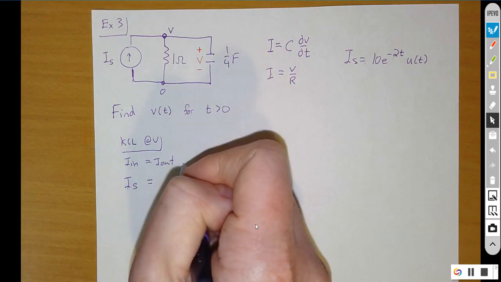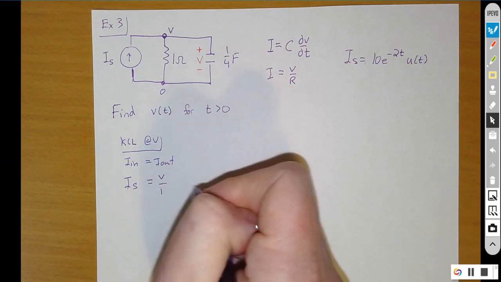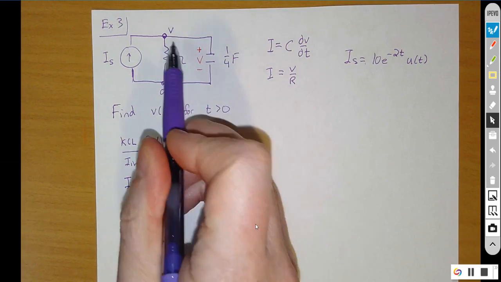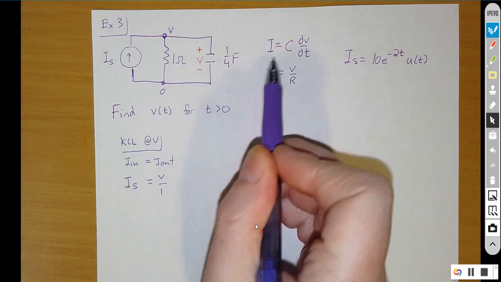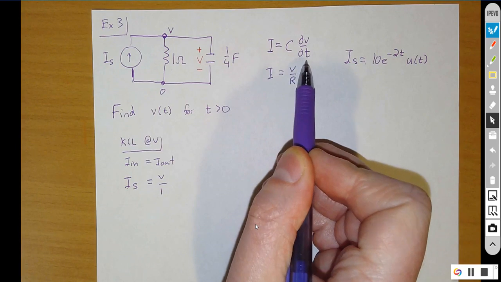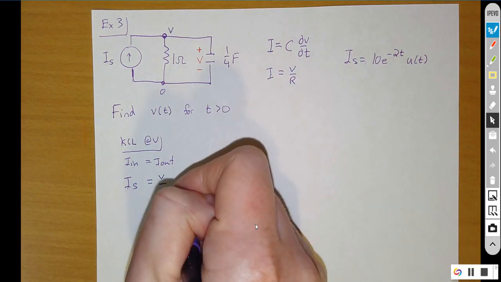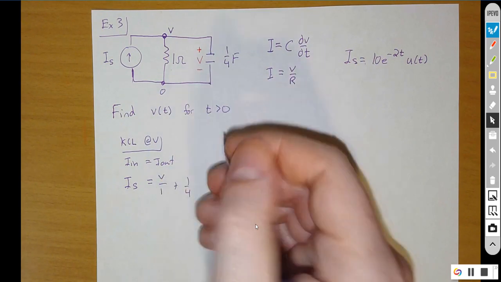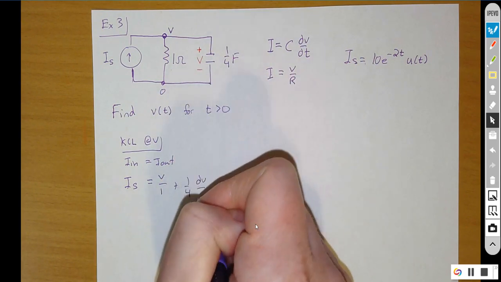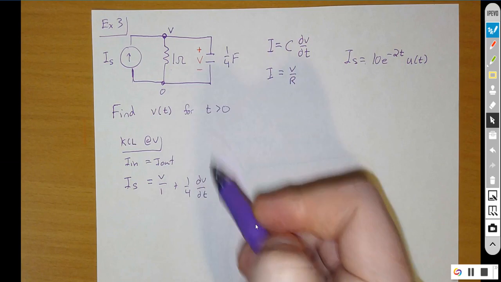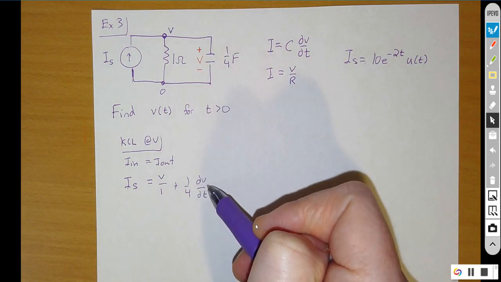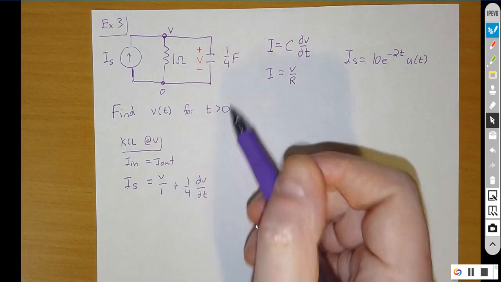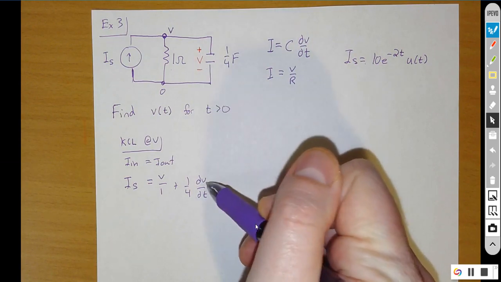So in that case, we're going to have V over 1 ohm, and then the current through our capacitor will be this equation over here, C times dV/dt. So our C is a quarter, and then dV/dt, so we're going to just use the V here, so it'll just be dV over dt. But if this was Vx, we would say dVx/dt. So we would use the appropriate voltage. It's not always just V.